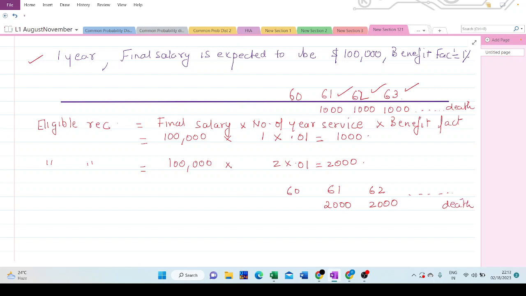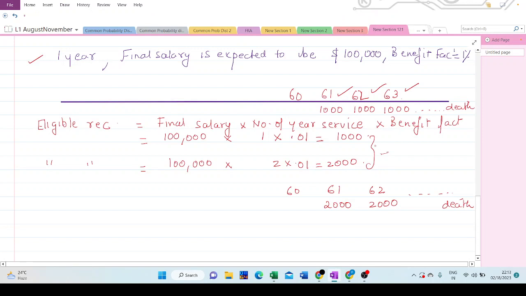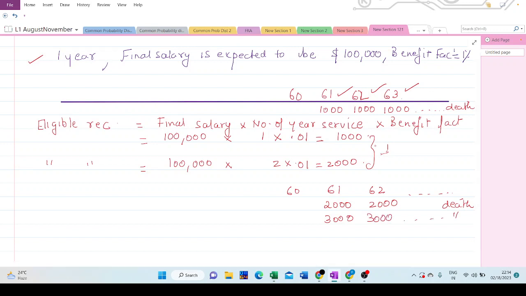So basically the idea is that by working for one more year, he is eligible to receive 1000 extra, right? Guys, please understand this. By working for one more year, he is eligible to receive 1000 extra after retirement. Now say if he works for 3 years, he will be eligible to receive how much after retirement? Yes, 3000. Then he will receive 3000 every year, one year after he retires till his death, right? So the basic notion is that for every additional year of service, the employee is eligible to receive an additional $1000 in pension, right?